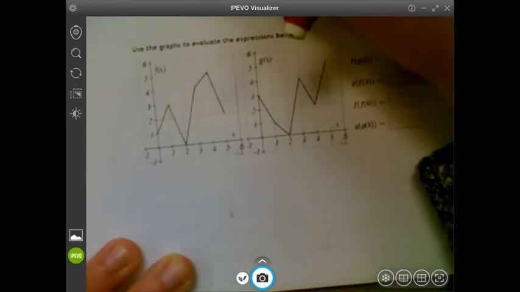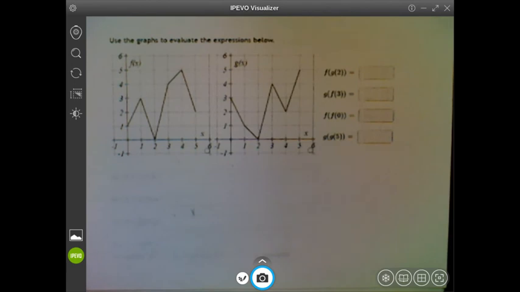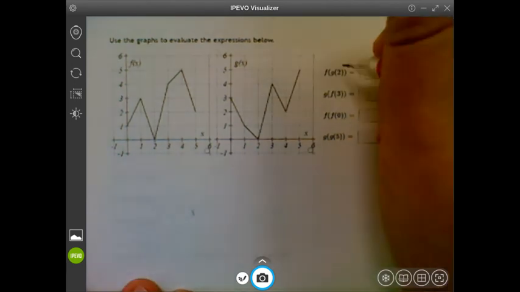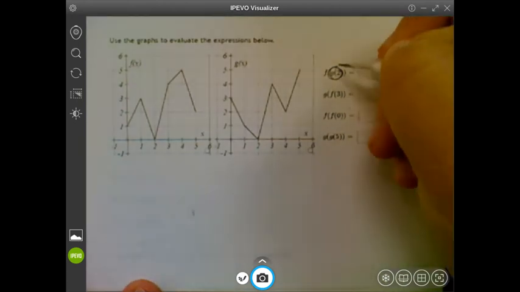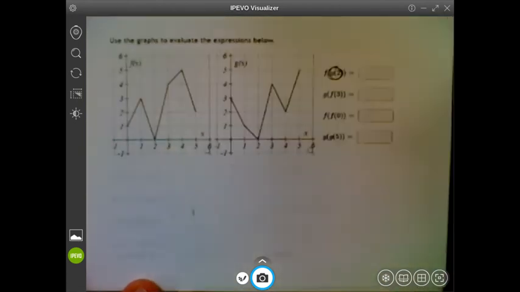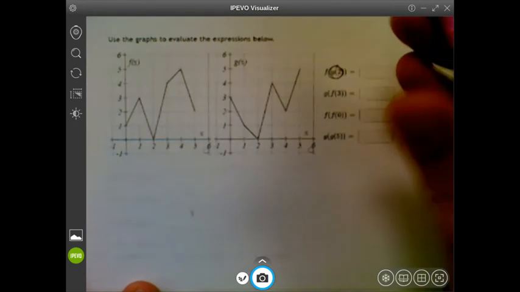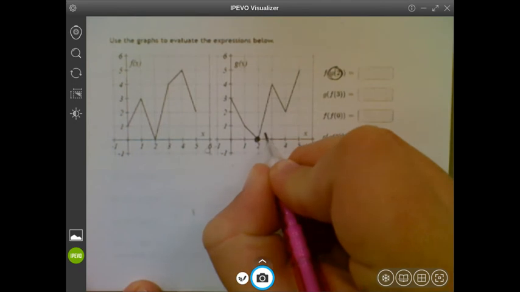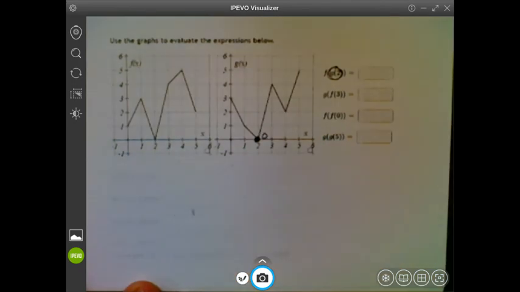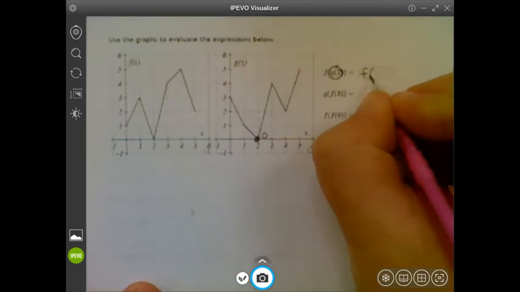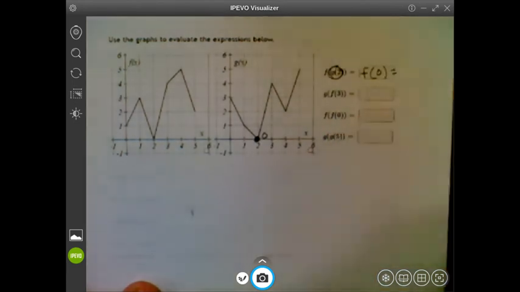All right, so we have some more compositions. This time, instead of a table, we have a graph. We're still going to find the inside piece first, and we're still going to take that value and plug it into the outside function. So for f of g of 2, you're going to go to the graph of g. The x value is 2. The y value here is 0. So that means that you're looking for f of 0.